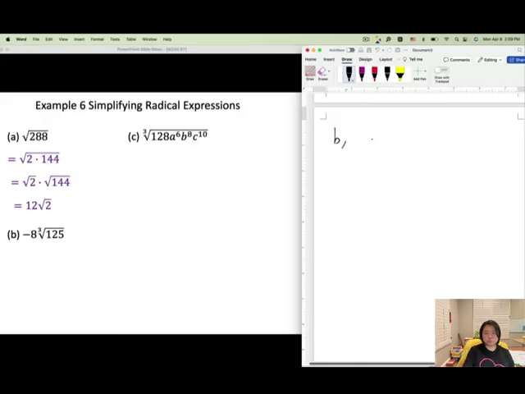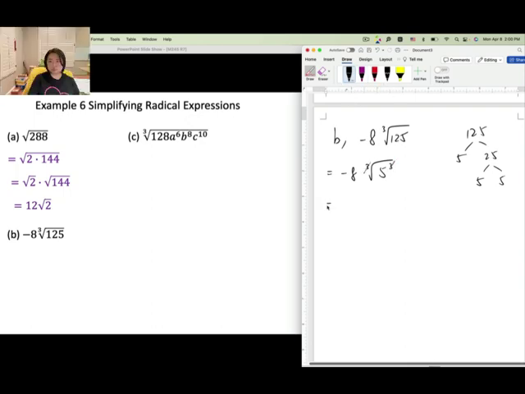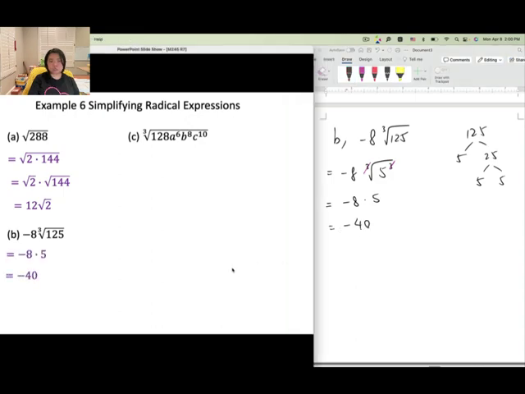Okay, B, negative 8 times the cube root of 125. 125, you divide it by 5, you're gonna get 25, divided by 5. Okay, so this, I could rewrite as cube root of 5 to the power 3. And then we cancel out. You're left with negative 8 times 5, which is gonna be negative 40. Okay, right?